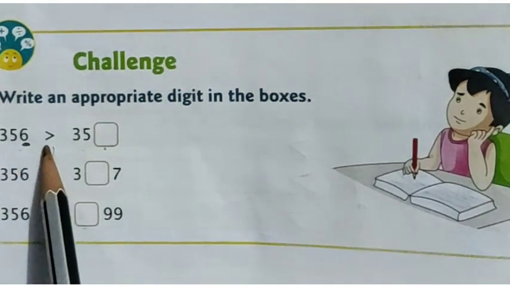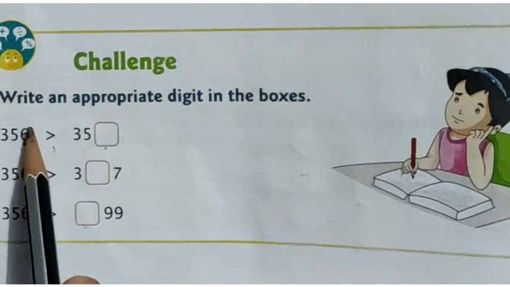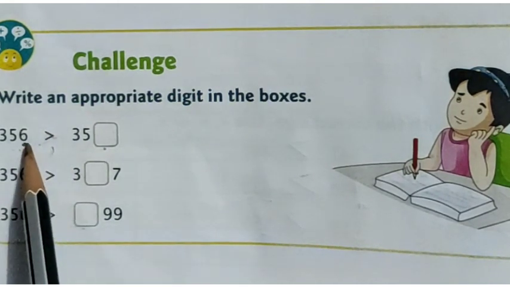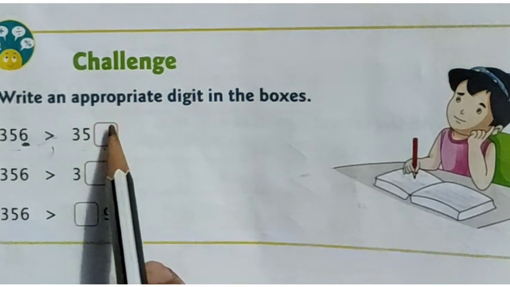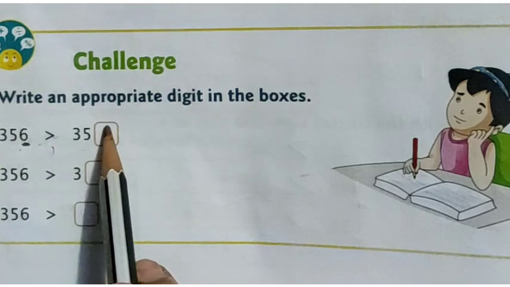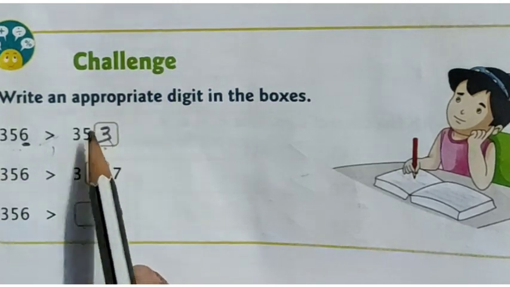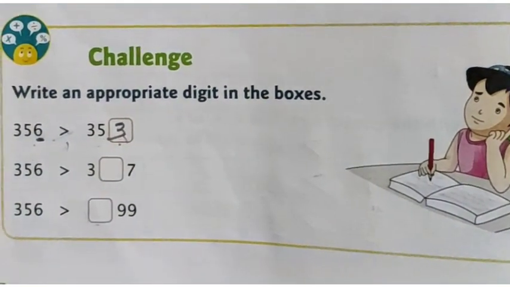Compare the ones place. 356 is greater than. 6 is greater than. You have to write a number less than 6. From 1 to 5 any number you can write. So I will write 3. From 1 to 5 you can write any number, children.